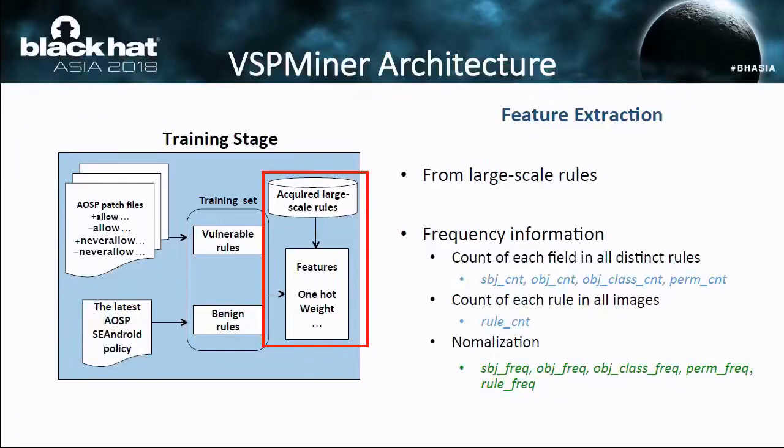Also, we will calculate the count of each different rule in all images, because we have thousands of images, and if one rule appears in all the images, maybe it's more likely to be benign, right? Because many companies want to design this rule. So finally, we will also do the normalization, so we can get weight information based on large-scale rules.